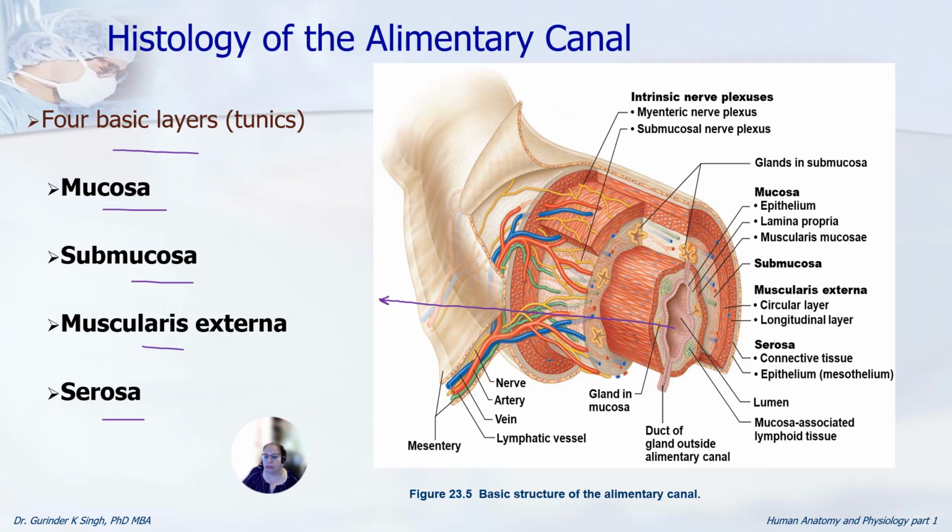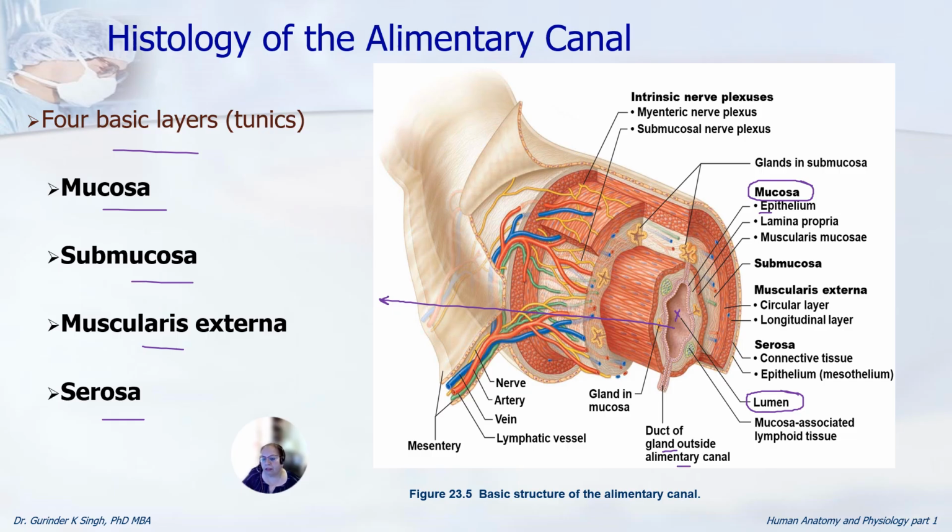So the mucosal layer is inside, right here. If you look at this, it has a lumen, the opening. The lumen is lined with a single layer of cells, or at certain places stratified squamous epithelium too. This layer is the epithelium layer. It is a single layer here, and at certain places it dips down into the submucosal layer where we have the glands. Those glands fall outside the alimentary canal.